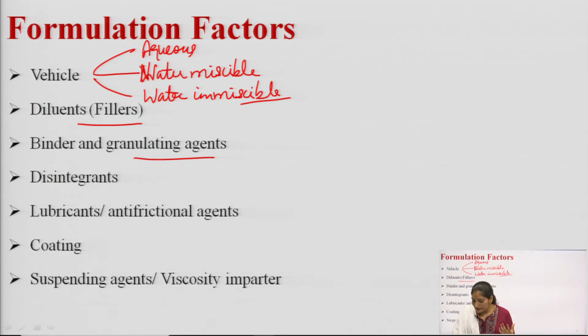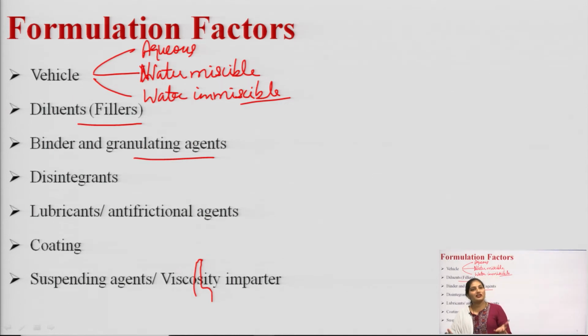Next is the disintegrants. What is the purpose of disintegrants? As the name indicates, these are the substances which are used to break the cohesive strength among the particles. Binders are added to impart the cohesiveness, and disintegrants are added to break this cohesiveness, to disintegrate the solid dosage form or the tablets into the smaller drug particles.